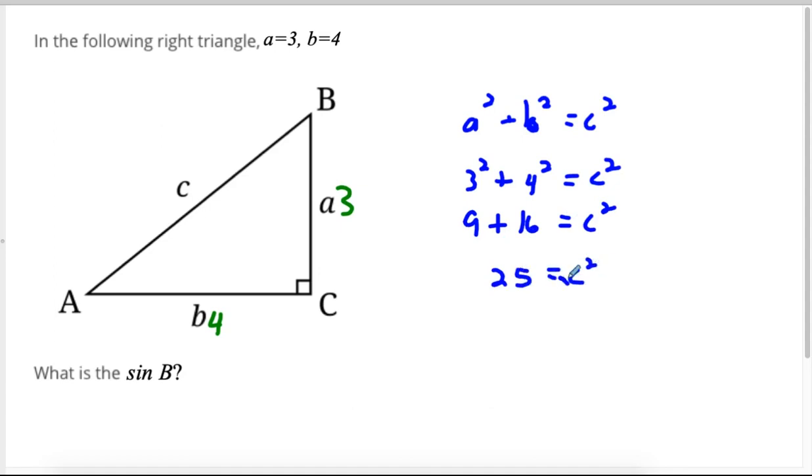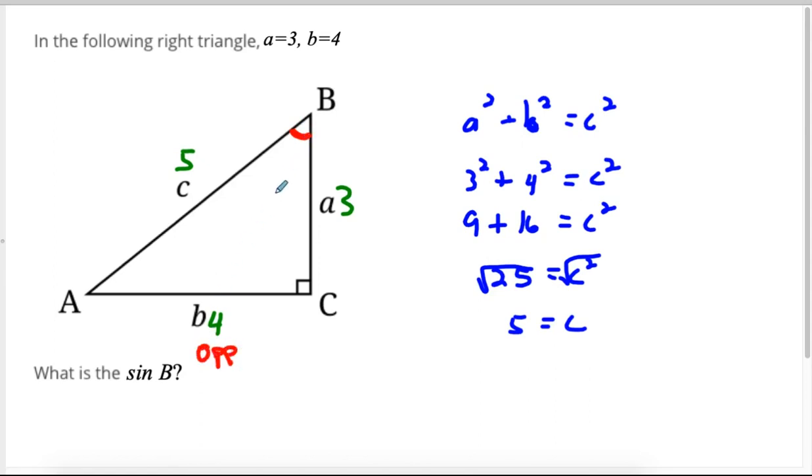So remember, our final step then is to take the square root of both sides, and the square root of 25 is exactly 5. So my missing side, the one that I wasn't given, is 5. So now we can go in to answer the question. I want to label my sides with respect to angle B. So with respect to B, this would be the opposite side.